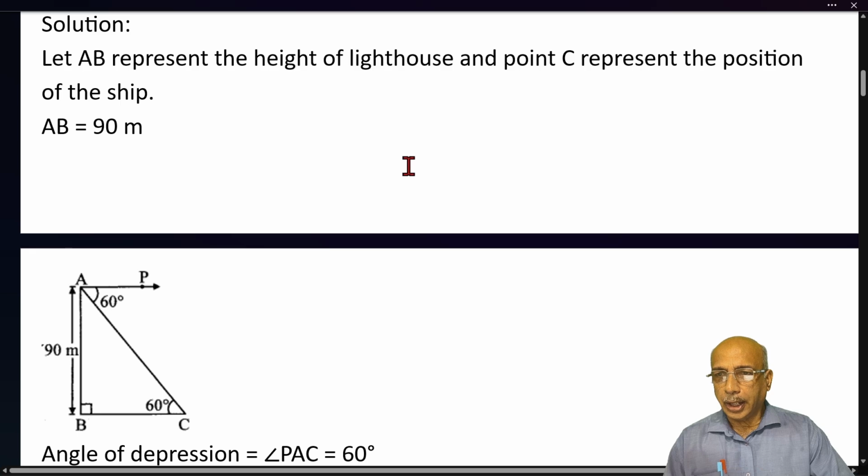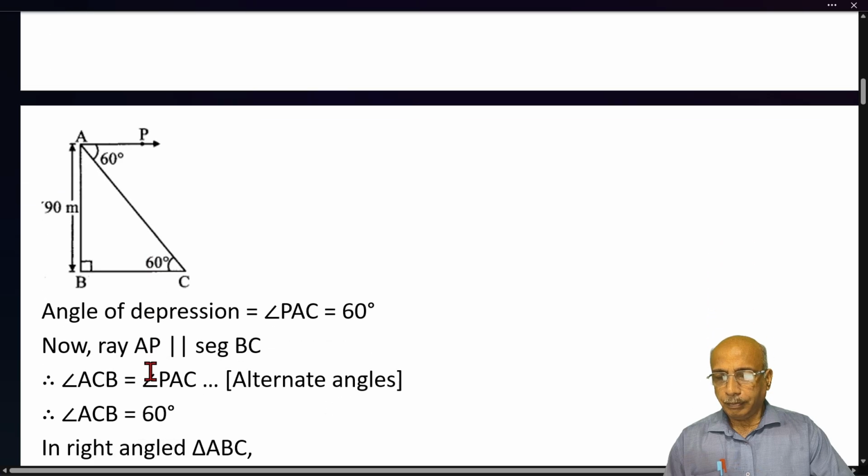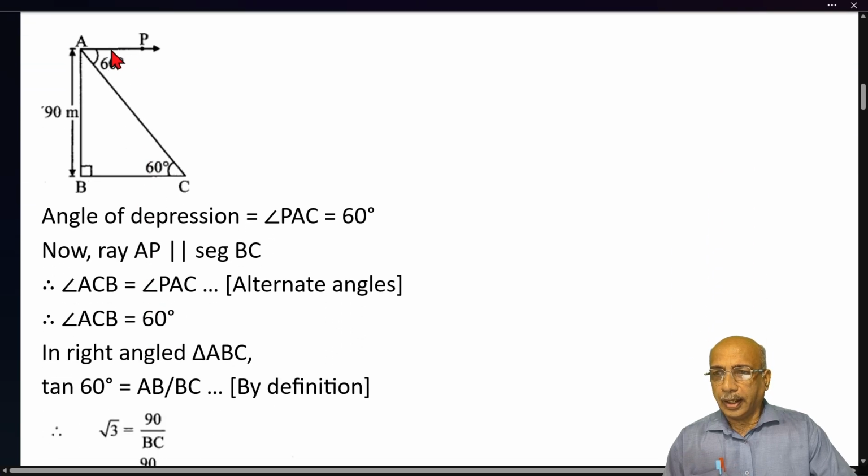Solution. AB represents the lighthouse height and point C represents the position of the ship, as in the diagram below. Here AB equals 90 meter. And angle of depression is given 60 degree. So if I draw a line parallel, the depression line will be parallel to this. So AP and BC will be parallel.